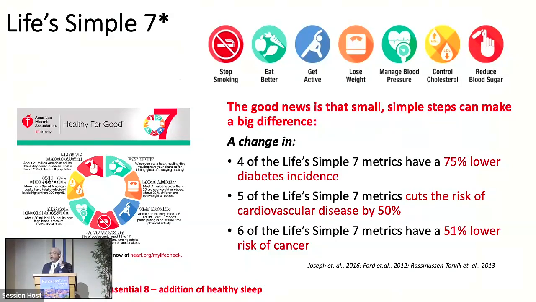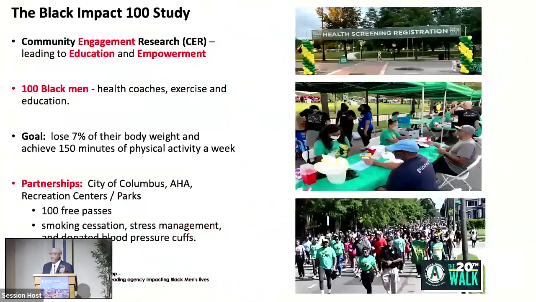If you get 4 out of these 7 right, you have a 75% lower diabetes incidence. If you get 5 out of these right, it cuts your cardiovascular disease by 50% and on. So healthy nutrition, lifestyle, lowering your cholesterol and doing the right thing can really impact your health. This Black Impact Study really stemmed from the African American Male Wellness Walk in Columbus.